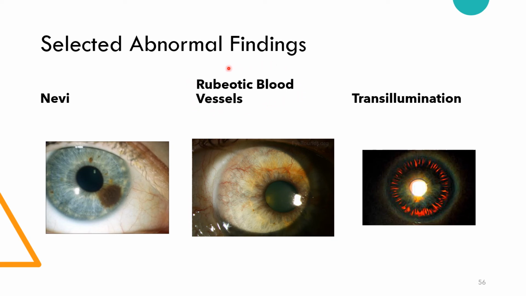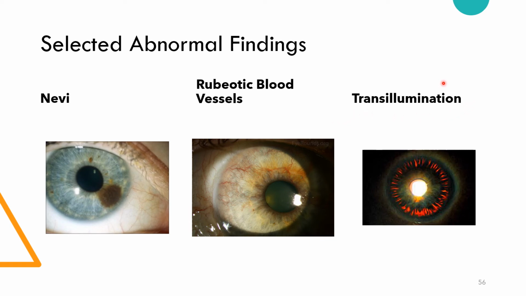Rubeotic blood vessels are typically seen in patients that experience things like diabetes, diabetic retinopathy, central retinal vein occlusions. Here you can see these fine blood vessels that are starting to perfuse over the surface of the iris. These can impair flow from the trabecular meshwork and cause what we call neovascular glaucoma, very high eye pressures.